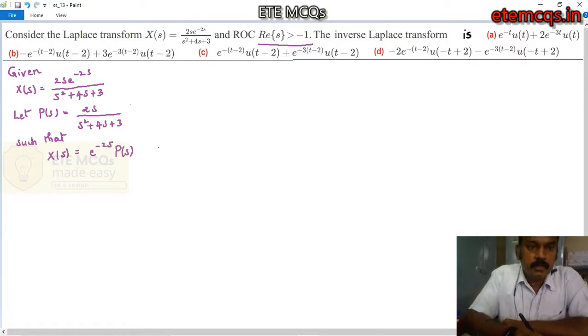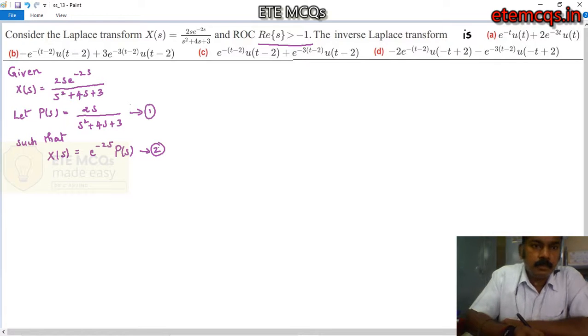So first we are going to solve for this P(s). Let me take this as number 1 and this one as number 2. From 1 we can go for the method of partial fraction and find p(t), the inverse Laplace transform of P(s), and with the help of that we can apply it to the second equation, so that we find the inverse Laplace transform of X(s). So we will end up with x(t) finally.